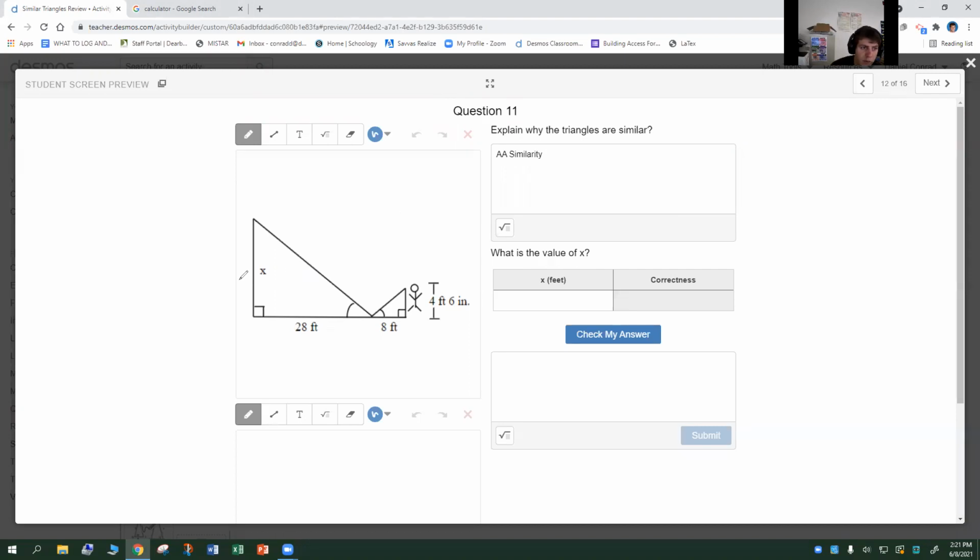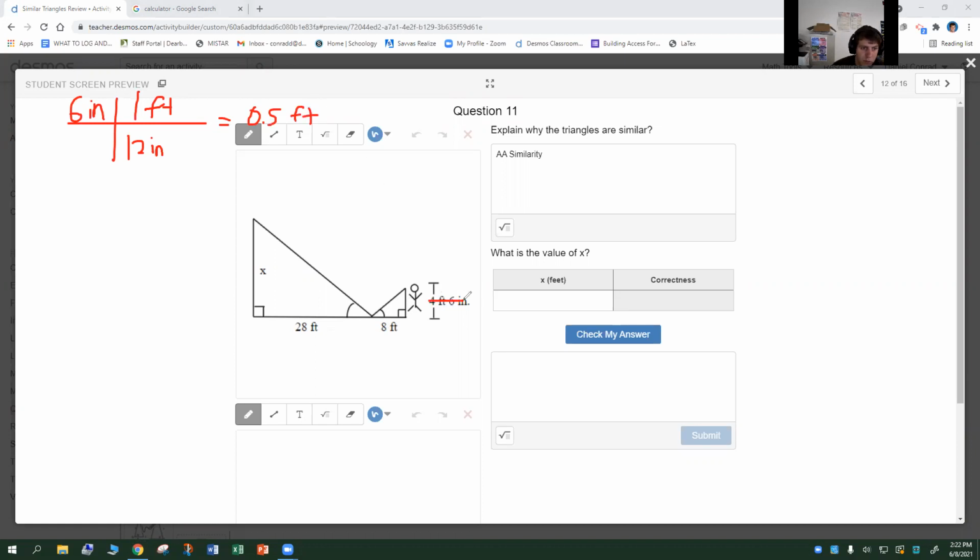All right, first thing though, we have x and 28, and we have 4 feet 6 inches and 8. So we need to convert our 4 feet 6 inches into just feet. There are 12 inches in 1 foot, so 6 inches is going to be equal to 0.5 feet.